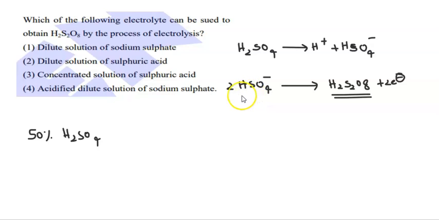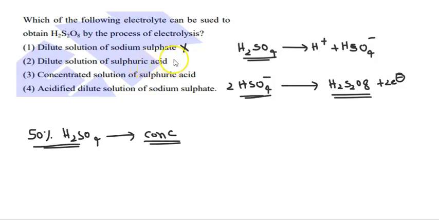So it is obtained by the oxidation of HSO4 minus, which comes from H2SO4 taken as 50% H2SO4, that is, a concentrated H2SO4 solution. By the electrolysis of dilute sodium sulfate, you get oxygen gas at the anode, which is not the correct answer. A dilute solution of sulfuric acid also gives O2 gas at the anode, which is the wrong answer. So option 3 is the correct answer for this question.